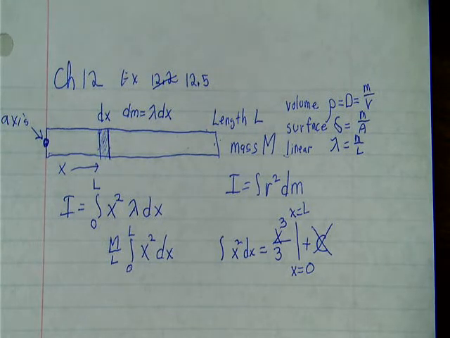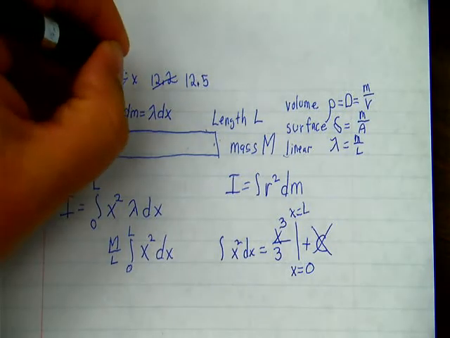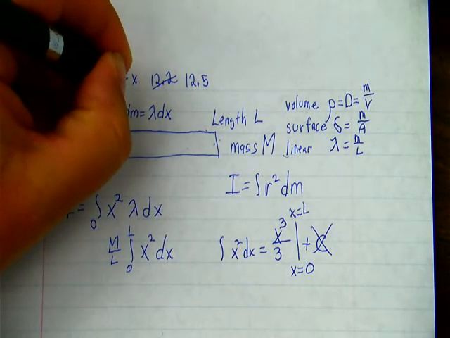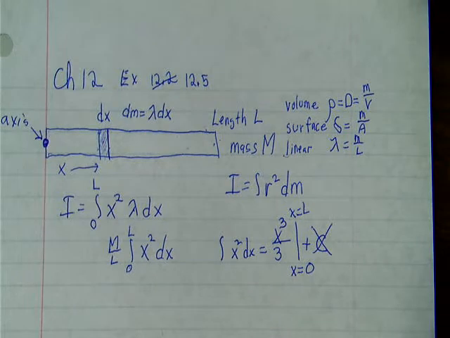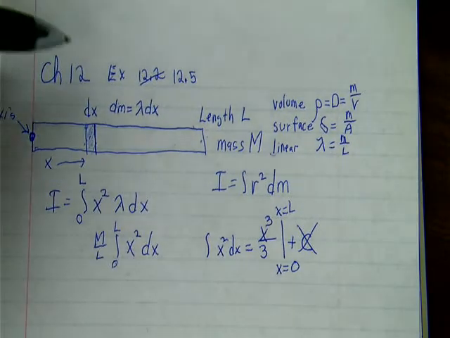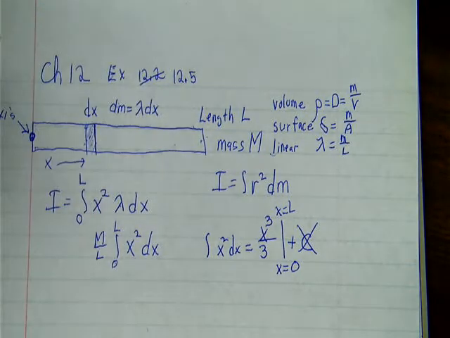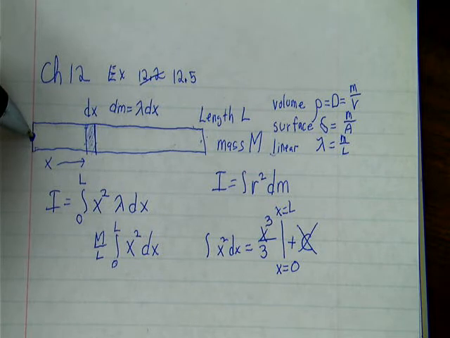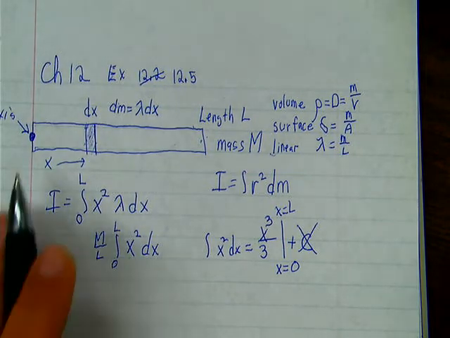But first, in chapter 12, they have an example of how to find the moment of inertia for a uniform density object. And so what I've drawn here is a long, thin rod. I'm arbitrarily going to put the axis of rotation at the endpoint, matching the example in this problem.